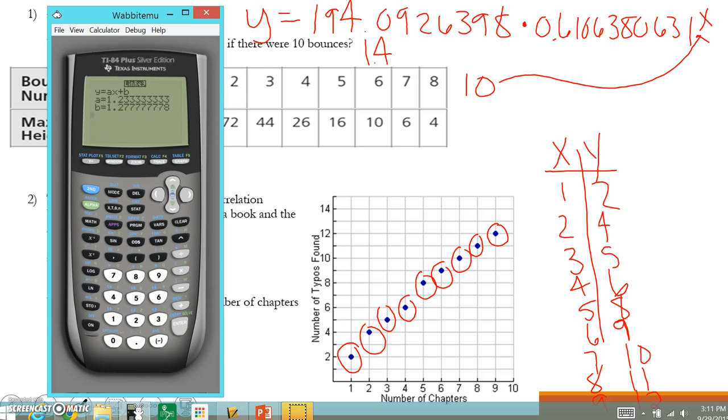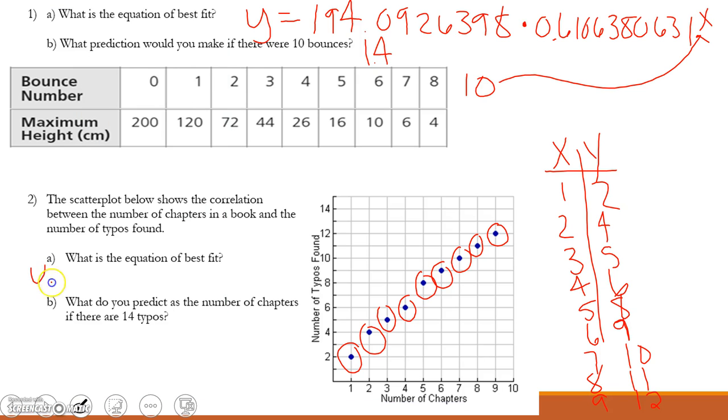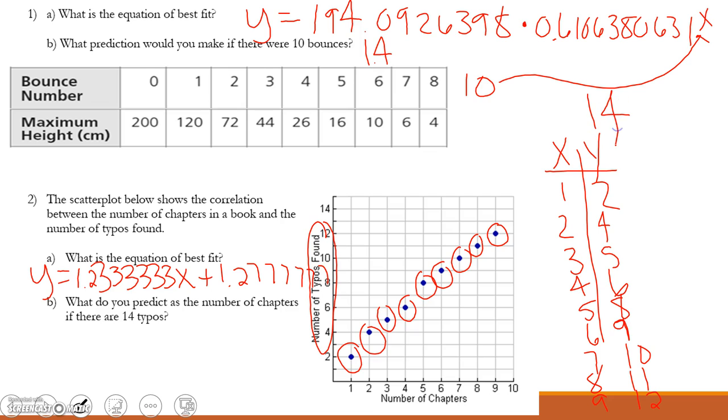and I get that. So y equals 1.23x plus 1.2777. So a bunch of 7s and a bunch of 3s. If they start repeating, then it doesn't really matter how many, just put a lot. So it says there are 14 typos. So typos is on the y-axis right here. So I'm trying to figure out if I put 14 into the y column, what would it be?